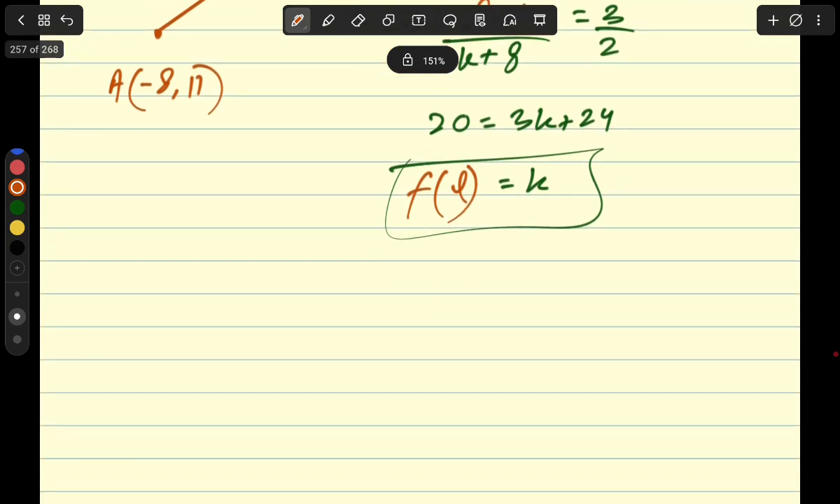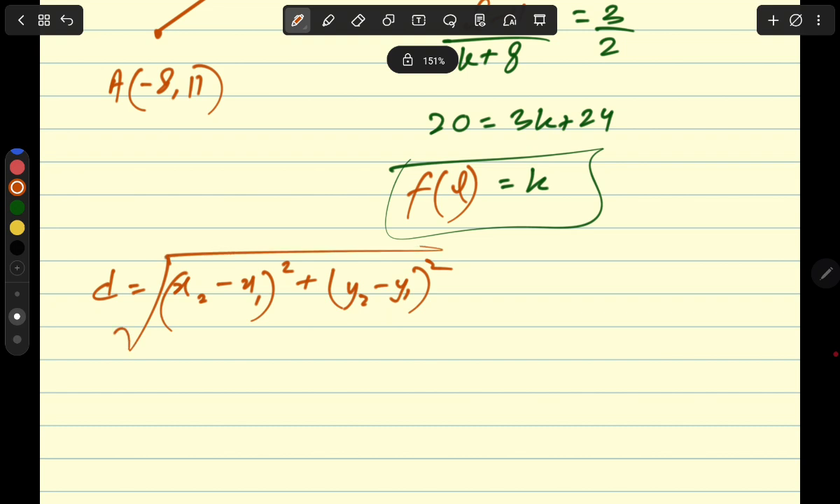So let's say in such a case, Cambridge is going to give you the distance between a and b. So then you have to apply the formula: square root of (x2 minus x1) whole square plus (y2 minus y1) whole square. Whatever you found here in terms of L, you are going to plug in here for the value of y2, which was L. So it is going to be in terms of k, and then you are going to find that out.